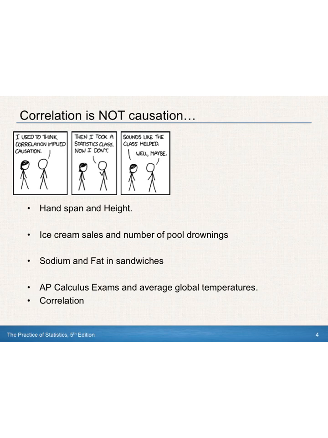And then clearly there's been an increase in AP calculus exams in the last 20 or 30 years, as well as an increase in the average global temperatures, but there's no causation implied there. So we've got to be really careful not to include an implication of causation when two things are related to one another.